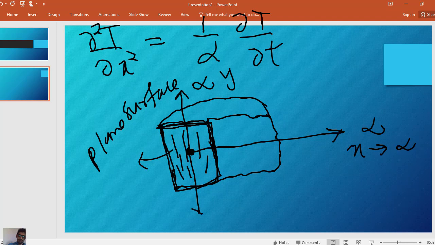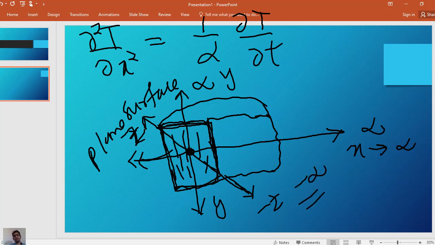This is the y direction, this is the x direction. And this is the z direction, extending to minus z or minus infinity. So this is the x, y and z direction. A semi-infinite solid body has one plane surface, this one, and it extends to infinity in all directions.